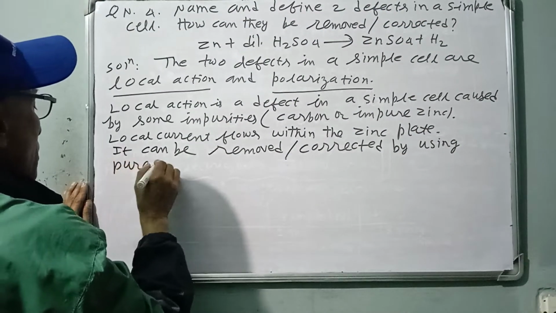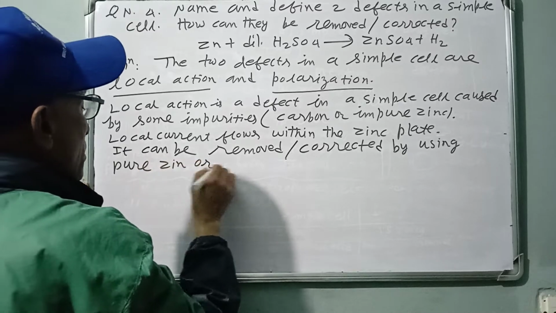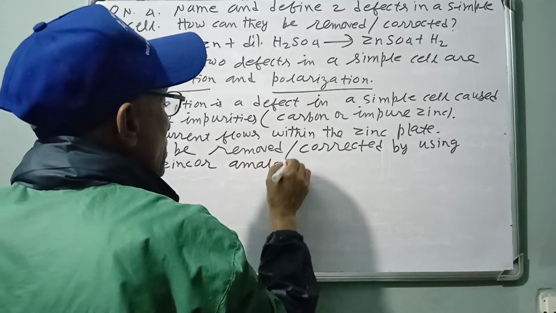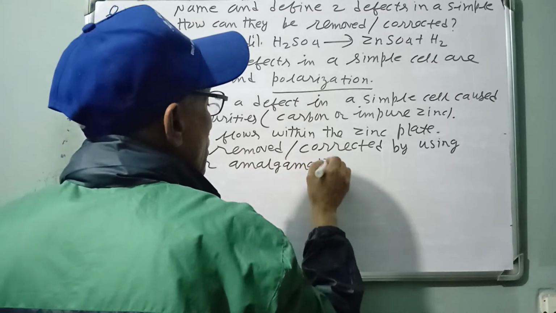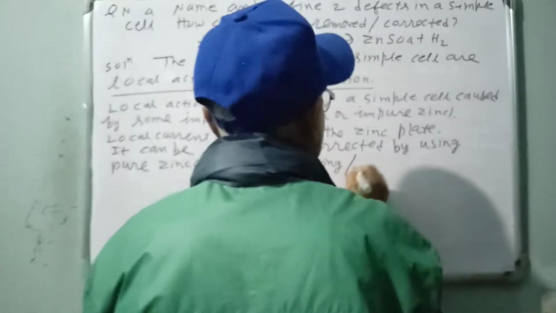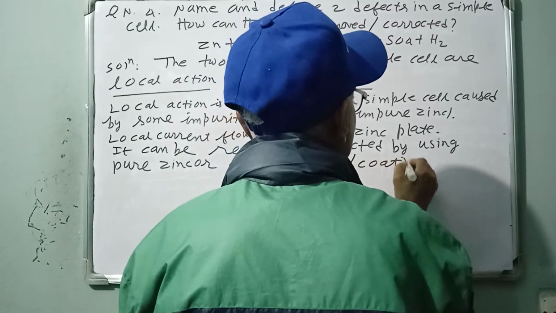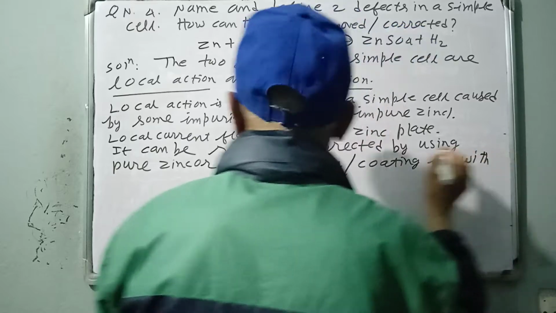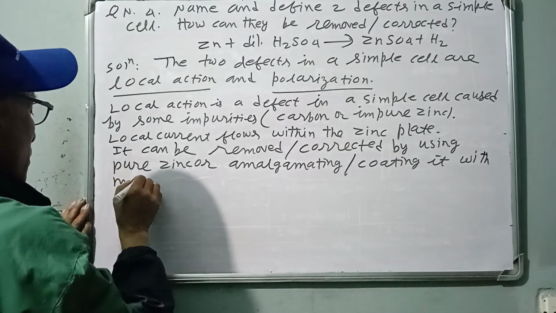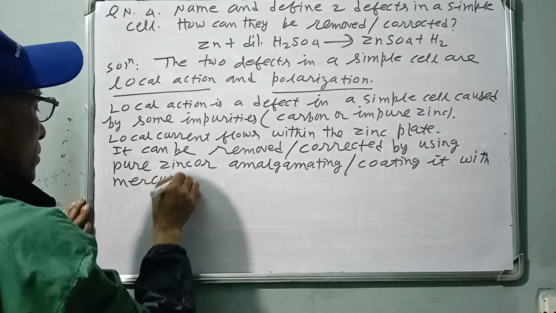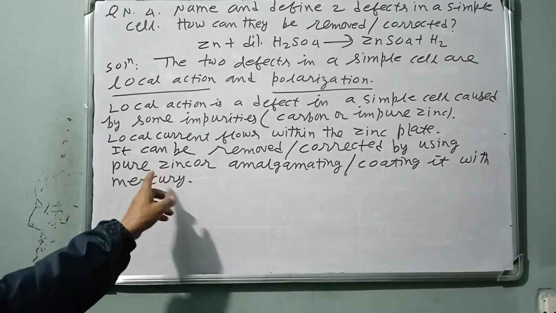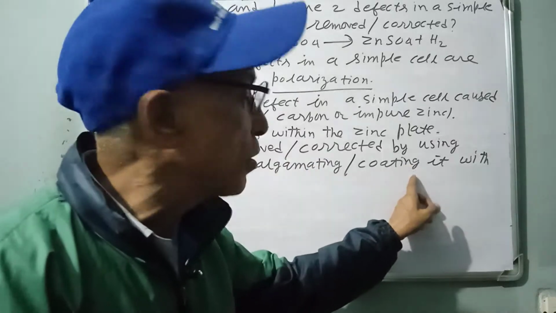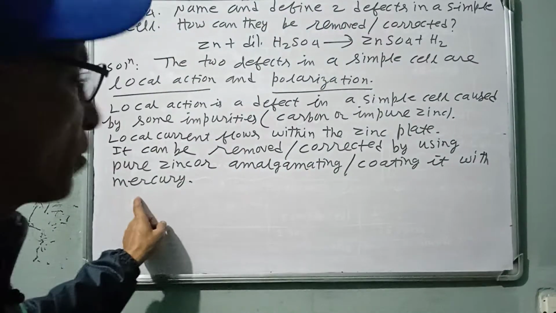Pure zinc or amalgamating. Amalgamating means coating it with mercury. If the zinc plate is impure, we have to amalgamate or coat the zinc plate with mercury.